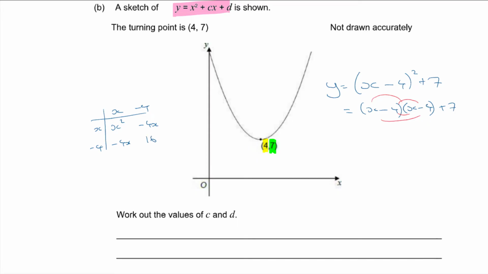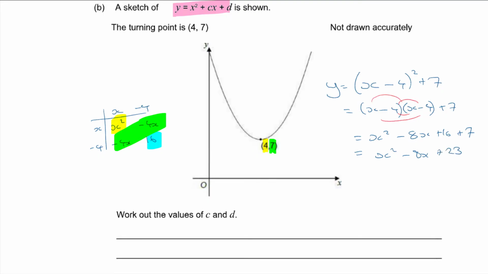So doing the grid method, this value here is our term in x squared. And then we've got 2 terms in x along this diagonal, minus 4x and minus 4x makes minus 8x. And then I've got plus 16 on the end. Remember I had that plus 7 from earlier, so tidying that up, x squared minus 8x plus 16 plus 7 is going to be plus 23, isn't it?